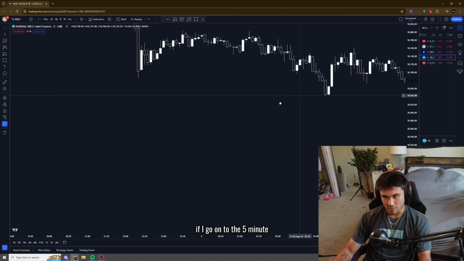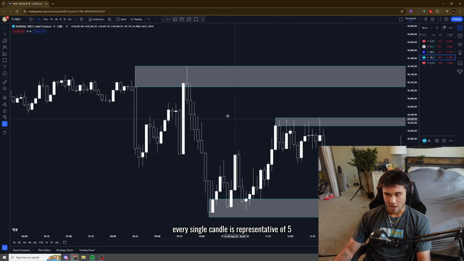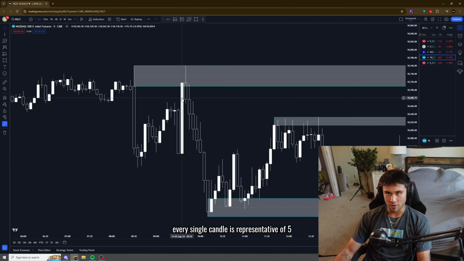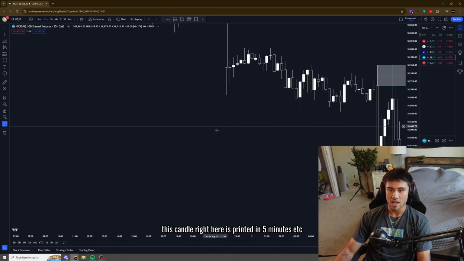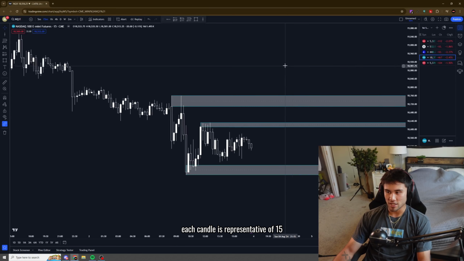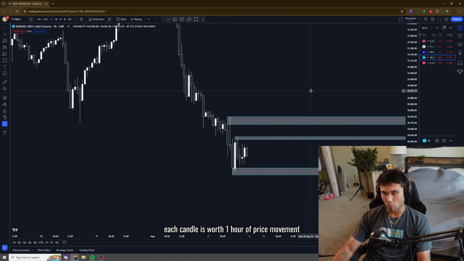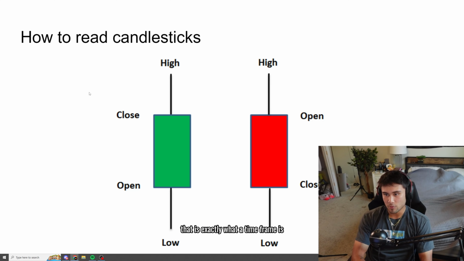If I go onto the 5 minute, as you probably would have guessed, every single candle is representative of 5 minutes of price movement. So this candle right here was printed in 5 minutes, this candle right here was printed in 5 minutes, etc. If I go onto the 15, each candle is representative of 15 minutes worth of price movement. If I go onto the hourly, each candle is worth 1 hour of price movement. I think you can get the idea. So that is exactly what a time frame is.